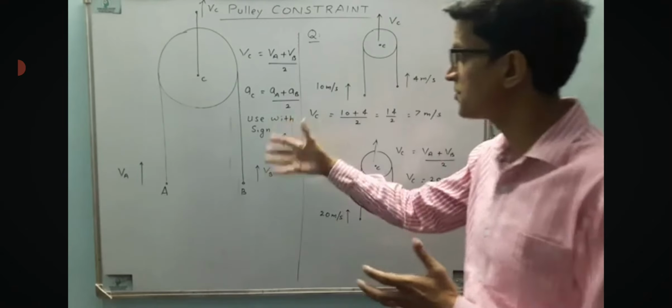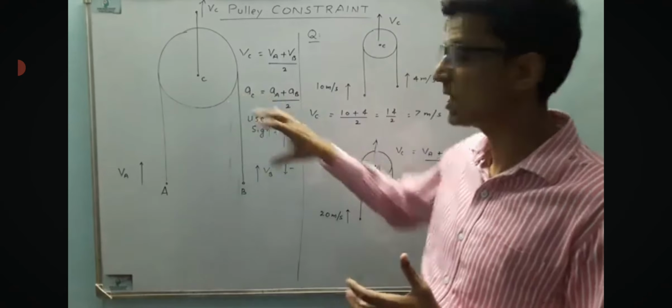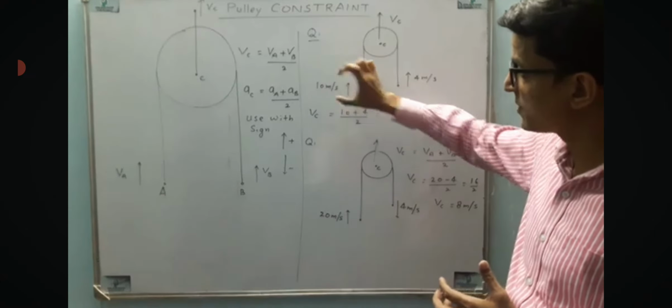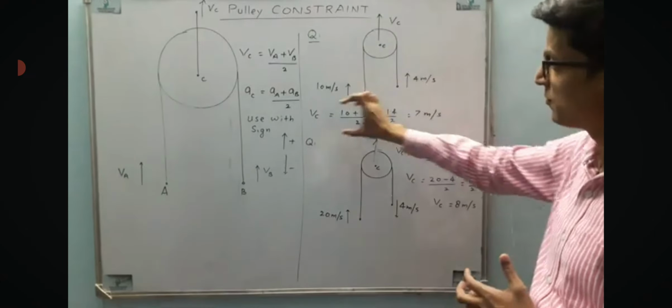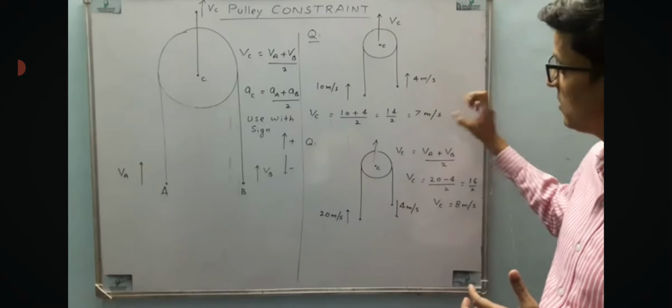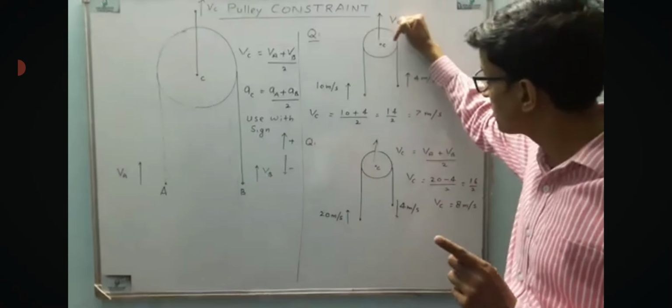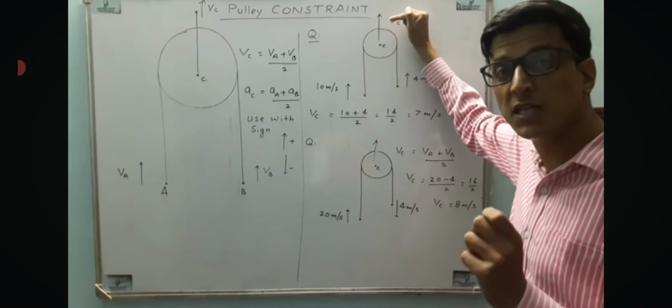Let's implement what we learned today. Suppose this is a pulley. This end has got a speed of 10 and this has got a speed of 4. So velocity of point C will be the arithmetic mean, which is 7. It is positive. That means point C will be having a velocity in the vertically upward direction.